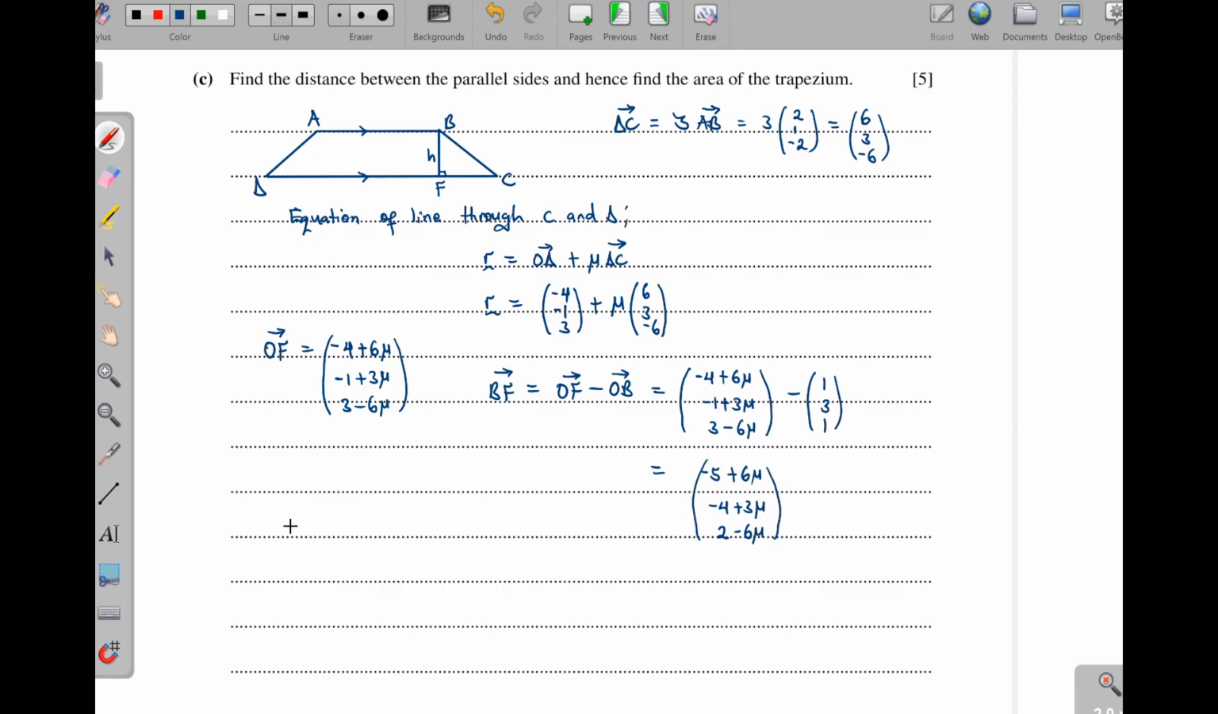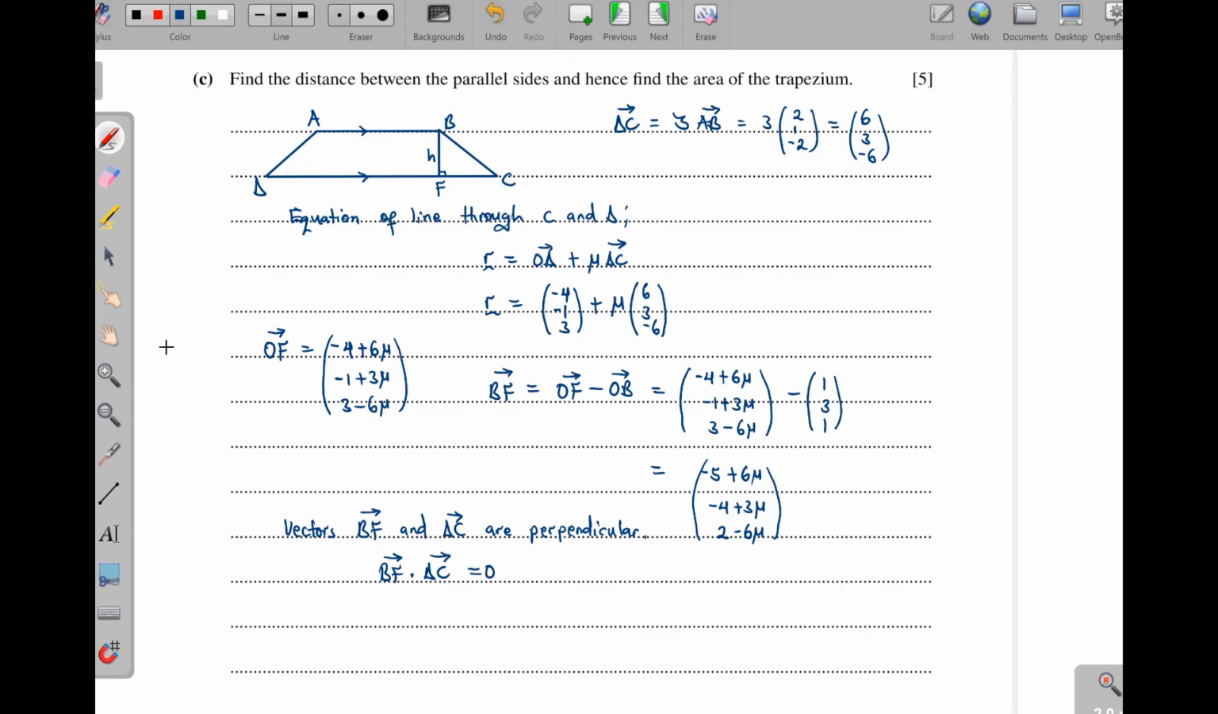Now, vectors BF and DC are perpendicular. Therefore, their scalar product has to be equal to what? 0. So we do that.